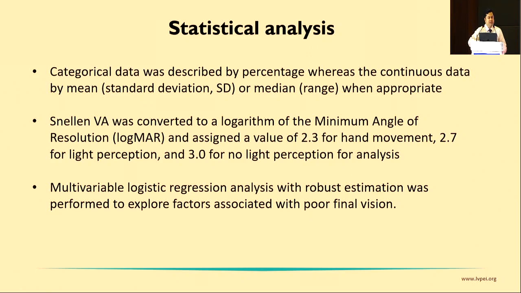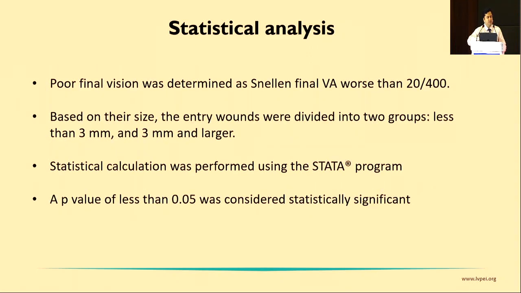Eventually, a multivariate logistic regression analysis was performed to explore factors associated with poor vision outcome, that is, vision less than 2400. Don't worry, I'll finish before 6 minutes. So poor vision outcome was determined as vision worse than 2400, as I explained.